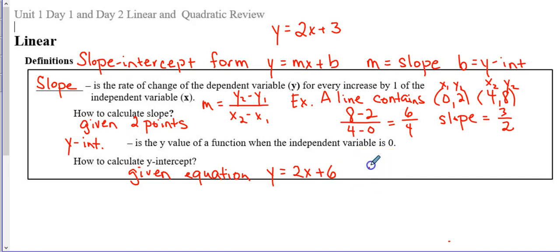The y-intercept would be the value when x equals 0. So I would plug in a 0 right here for x, and then just do the math. 2 times 0, 0 plus 6, y equals 6. So that means the y-intercept equals 6. So this would be my answer to that example.